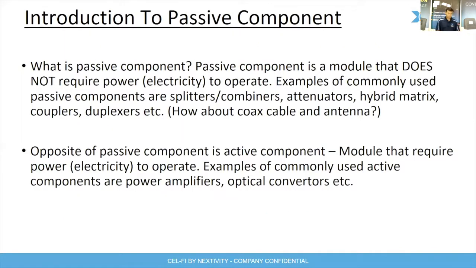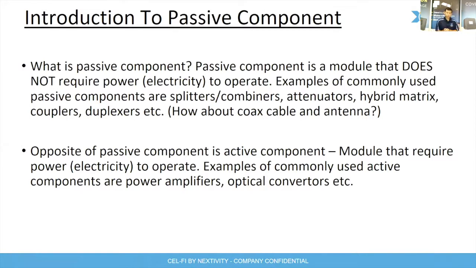So with this, let's go into the main topic. What is a passive component? A passive component is any module that does not require power or electricity to operate. Examples of passive components are splitters, combiners, attenuators, loads, duplexers, and couplers. So all these are considered passive devices.